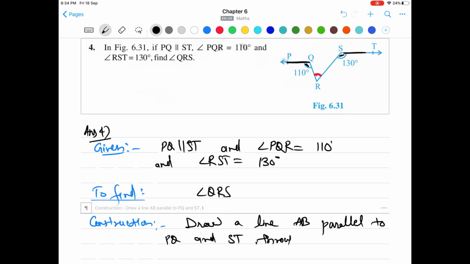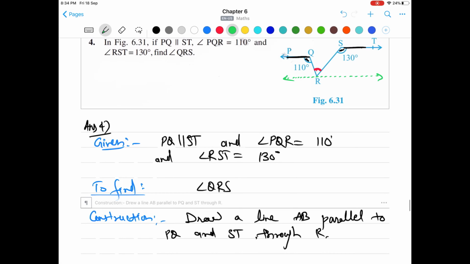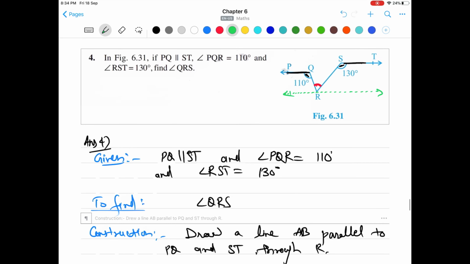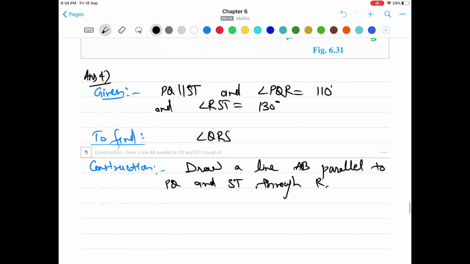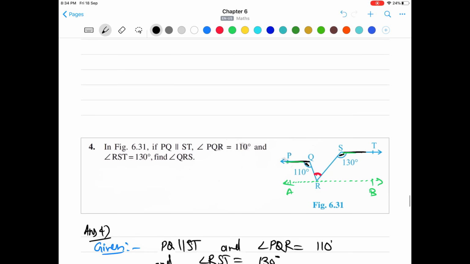through R. That means we will draw a line, this one. We have given this name as AB, A here and B here, and this is parallel to also PQ and ST. Since both are already parallel, this line will be parallel to both lines. Now let's first write the solution. Solution for this one will be very simple.